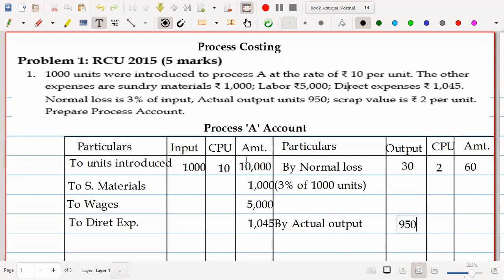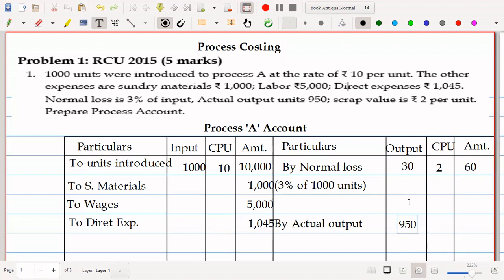So these are the entries which have already been given in the problem. Units introduced was given in the problem. Normal loss is 10% of input, 30 units, and the scrap value is given, it's 60, and the actual output is 950. Now what we have to do is just see the input and output units. Input is 1,000 whereas output is 980. 20 units more are needed to tally both input and output.